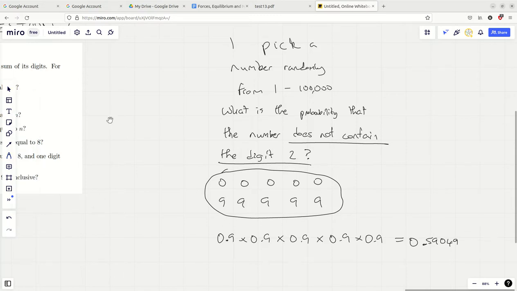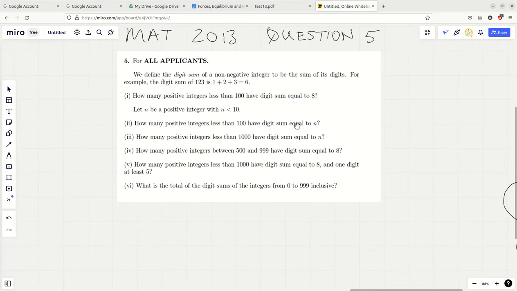And then just multiply them all together. Okay, why is that relevant to this question? Well, essentially, I'm going to think about it in exactly the same way. So the digit sum is the sum of the digits, nothing too confusing there. How many positive integers less than 100 have a digit sum equal to 8? Well, this first part, you've probably got this right. You're going to be systematic with it. Always be systematic in these questions.